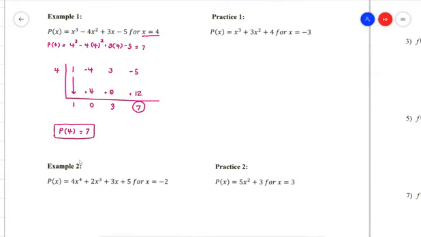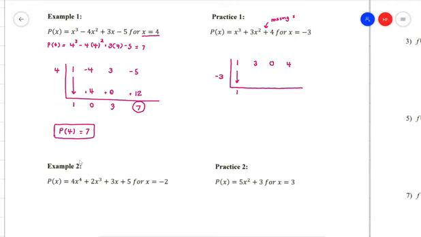So on practice 1, again, we're going to look for any missing powers. So we start with a power of 3, then a power of 2. We're missing a power of 1. So we're missing that x term. And then we have a constant. We're plugging in a negative 3. So our coefficients go on top. 1, 3, 0 for the x term, and 4.